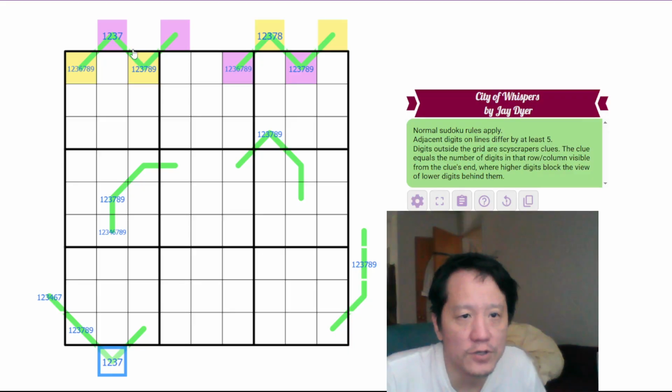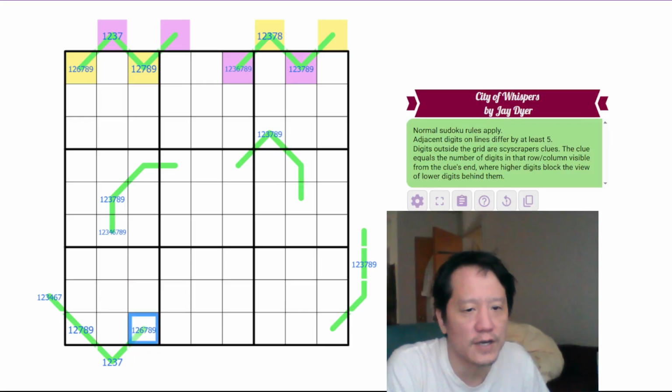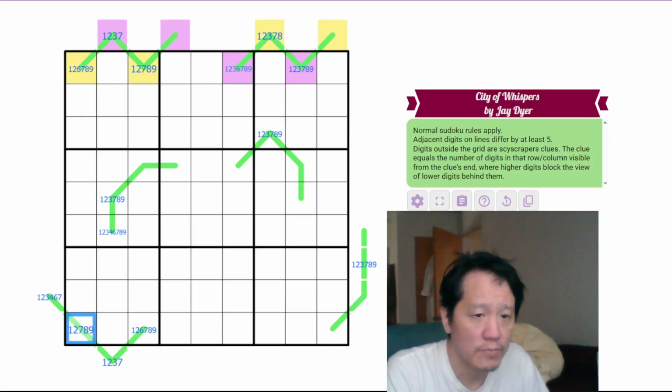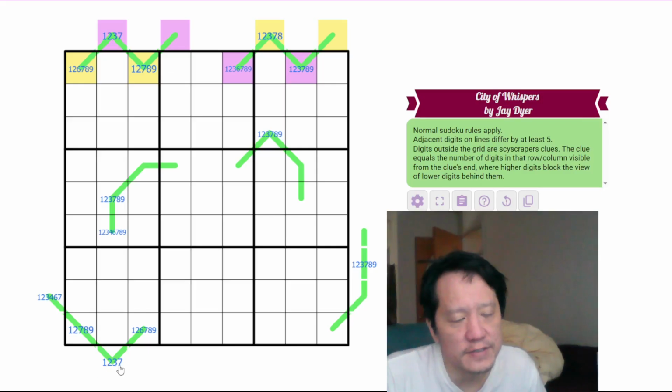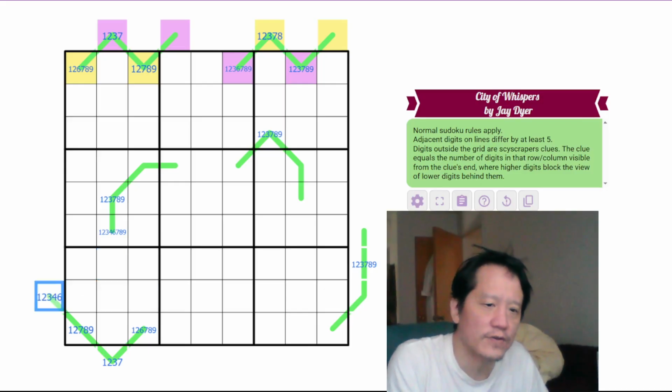If this is high, it's 7, which means this can never be 3 or 4 here. So this could be 1, 2, 6, 7, 8, and 9, potentially. Can you ever have 7 and 7? I think the answer to that is no. That means there's 2 lows here. You could have 2 lows this way and 5, but then that would mean this can't be 5. So this can't be 7.